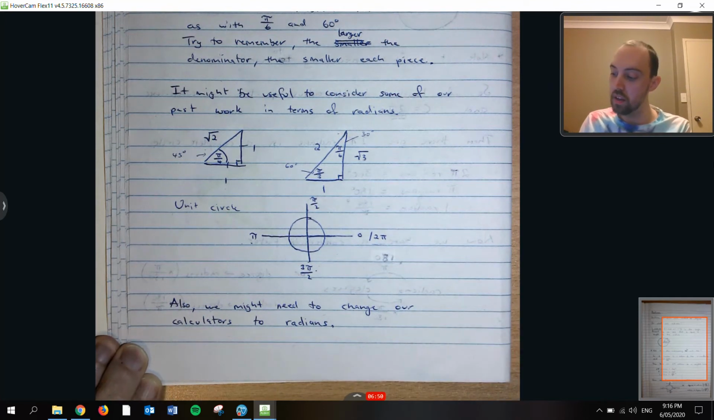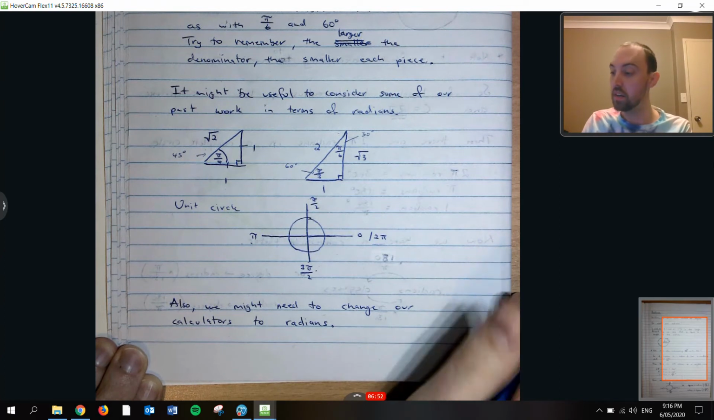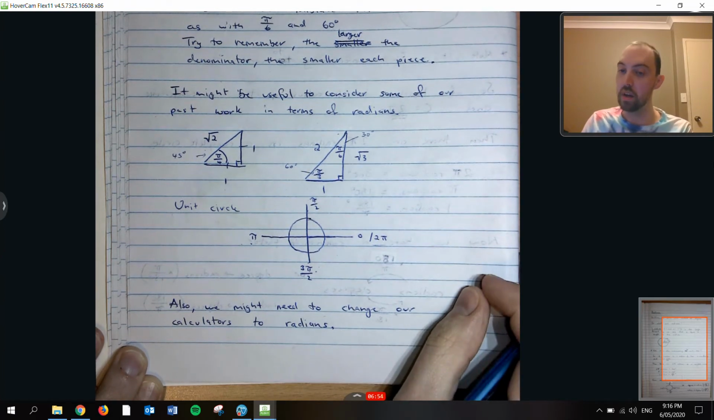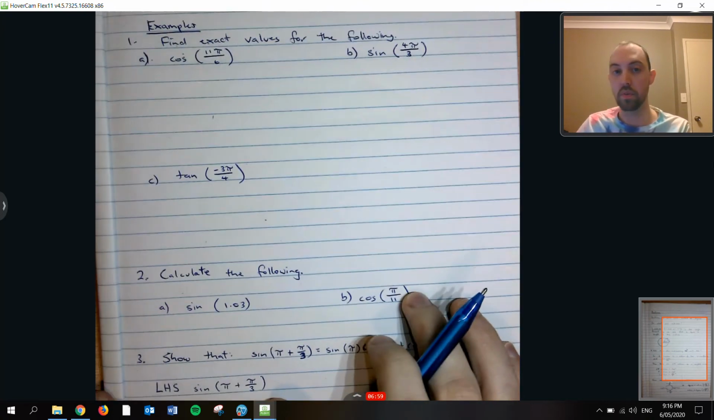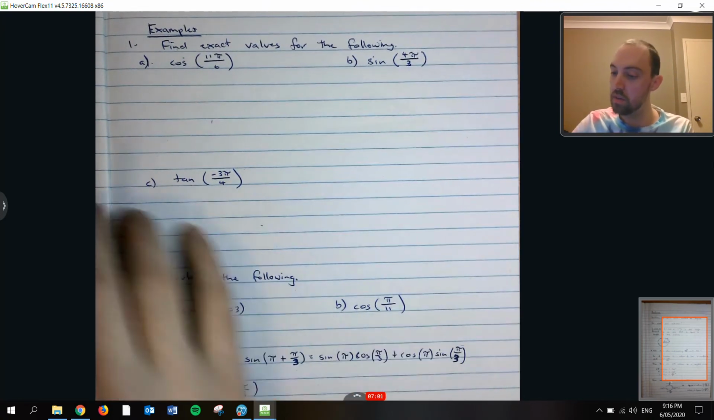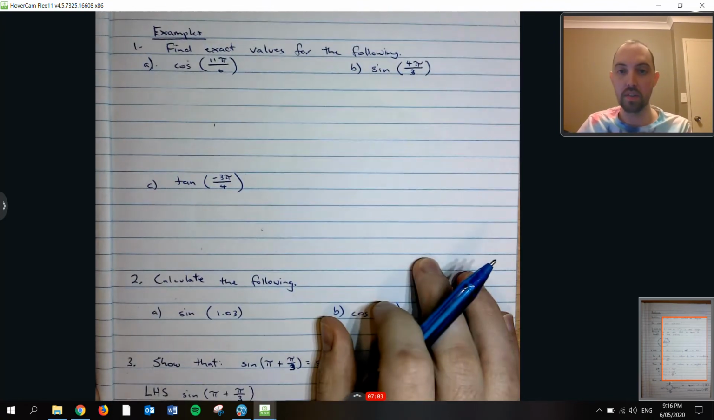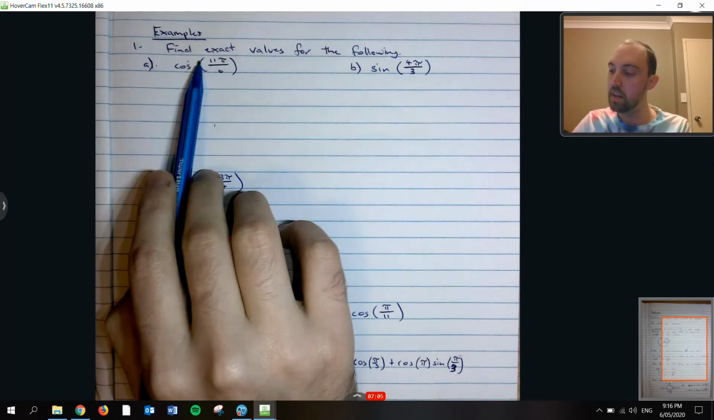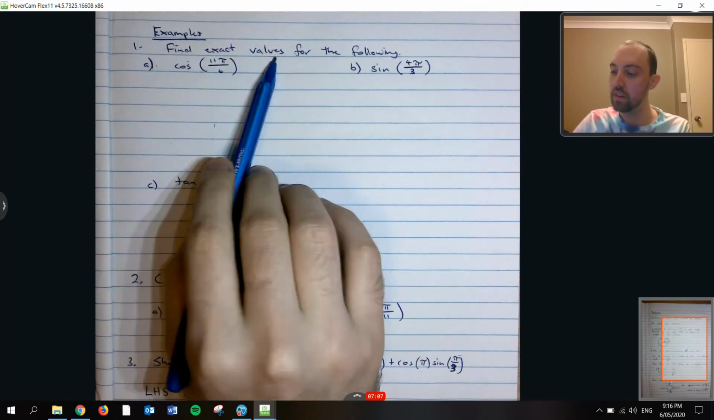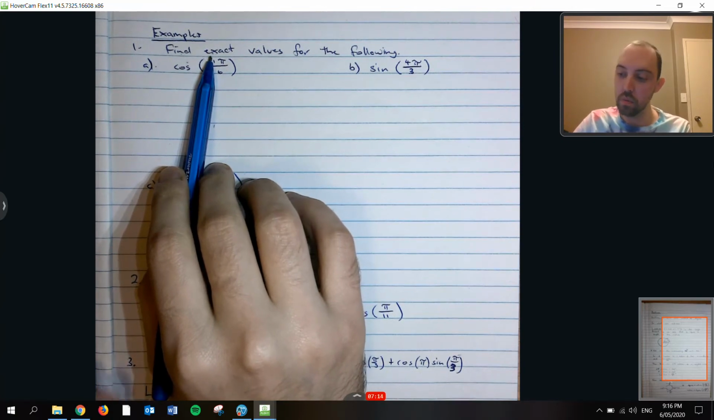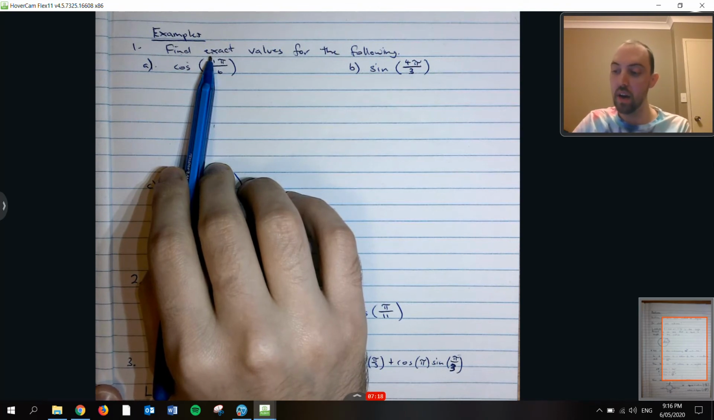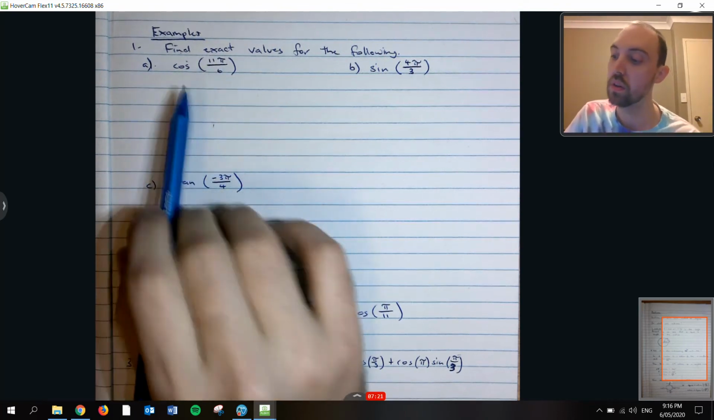You're also going to need to probably change your calculator to radians, as that's what we're going to be working in a little bit. Let's try some examples. So I'm going to try and demonstrate the way that I think through these problems. Find exact values for the following. So the exact values are the ones that we've used in our previous table. They're the half, the 1 on root 2, the 1 on root 3, or root 3 for tan, the root 3 on 2, these kinds of things.